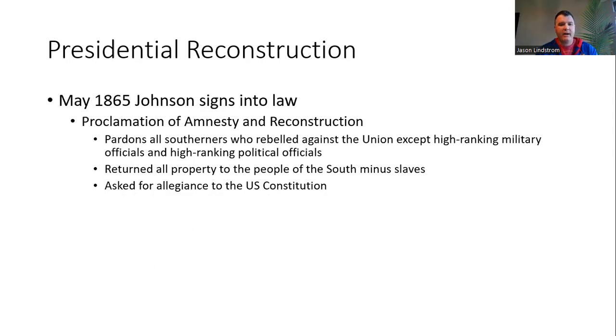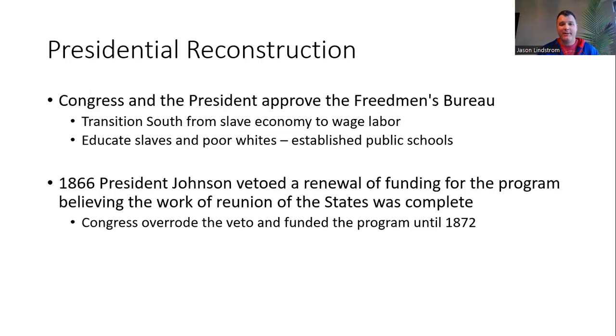All right. In May of 1865, Johnson carries out Lincoln's wishes and proposes the Amnesty and Reconstruction Act, which pardons all Southerners who rebelled against the Union, except for the very high-ranking military officials and the high-ranking political officials. They return all the private property of the South that was seized during the war, minus slaves, and they just ask for an allegiance to the Constitution. And at that point, Civil War's over, Reconstruction's over, and Johnson's moving forward with the nation. The problem is it doesn't solve any of the problems in the South.